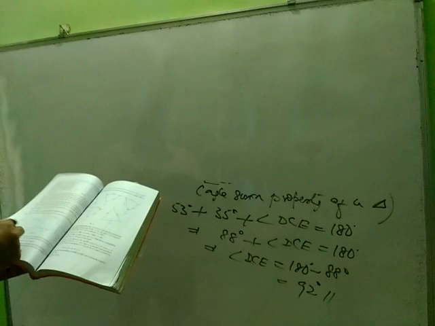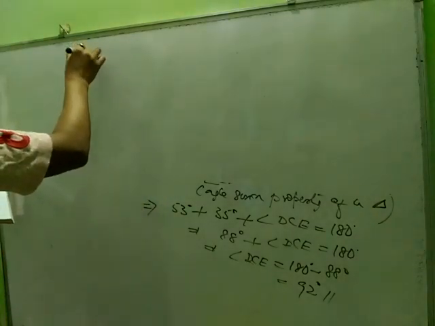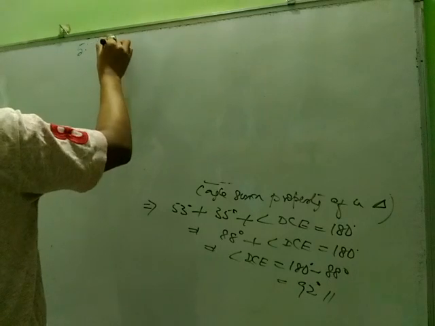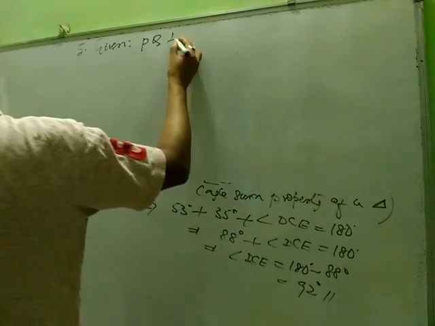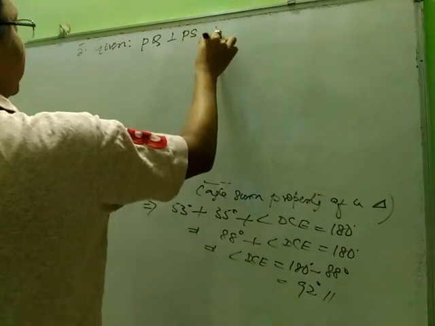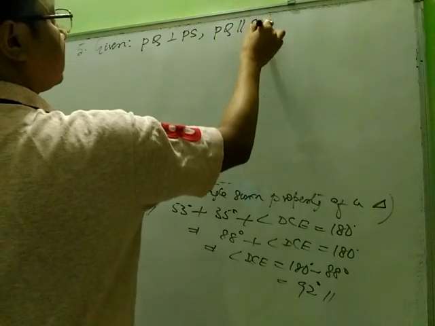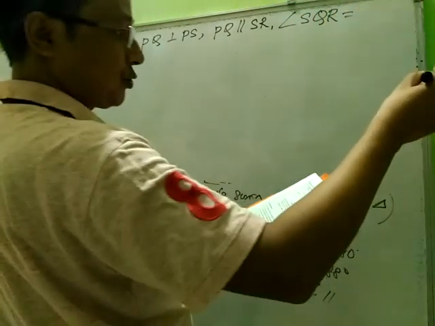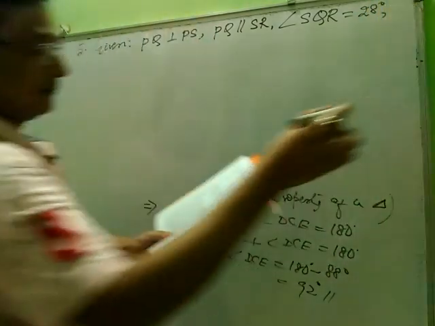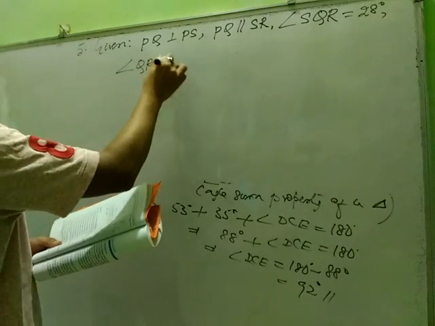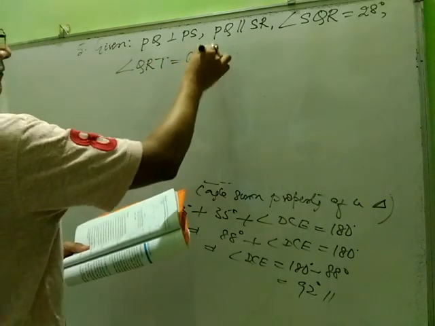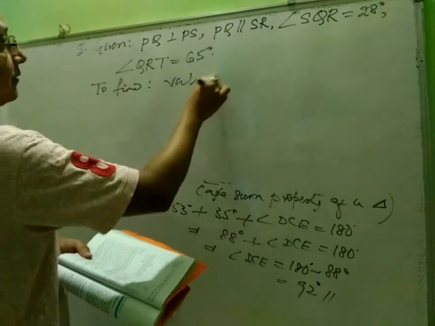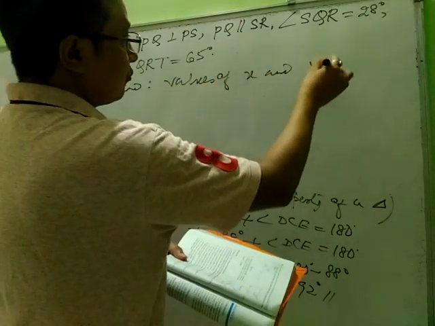I'll be doing number 5 now. Given PQ perpendicular to PS and PQ parallel to SR, angle SQR equals 28 degrees, angle QRT equals 65 degrees. To find the values of x and y.